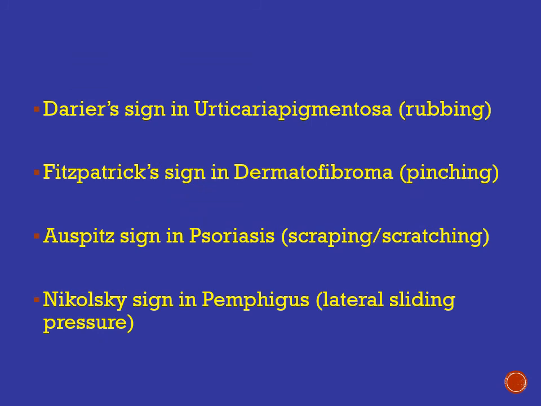So we're going to discuss 4 signs in dermatology. Darier sign is seen in urticaria pigmentosa. Typically, patients with urticaria pigmentosa present with just brownish macules or patches. So you try to rub these macules, and when the lesions urticate, or become raised and then reddish, you can think of urticaria pigmentosa as a diagnosis.